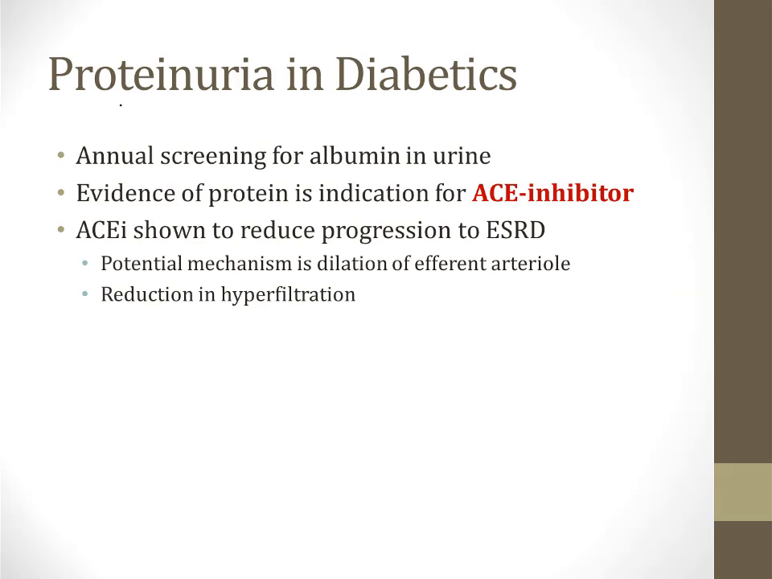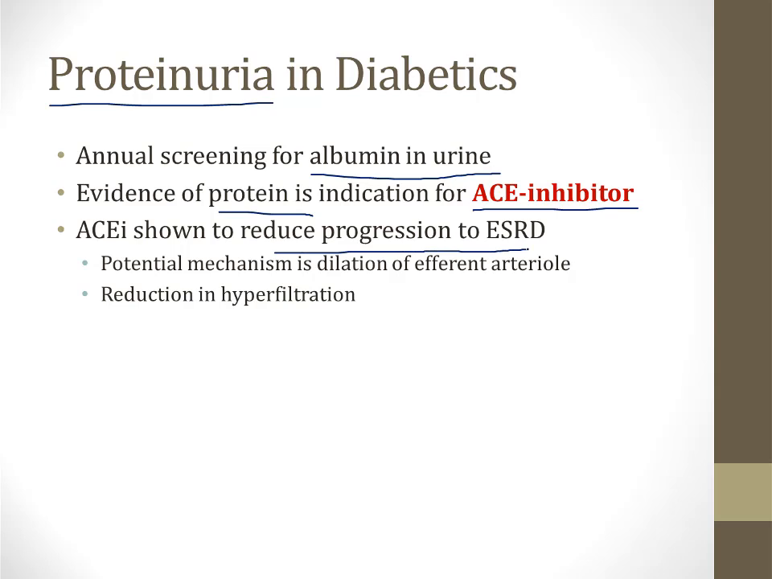While we're on this topic, let me pause and mention proteinuria in diabetics. Diabetics are screened annually for evidence of albumin in the urine because it is an early indicator of diabetic kidney disease. And there is good clinical trial evidence that protein in the urine is an indication for an ACE inhibitor. ACE inhibitors have been shown to reduce the progression to end-stage renal disease among diabetics.